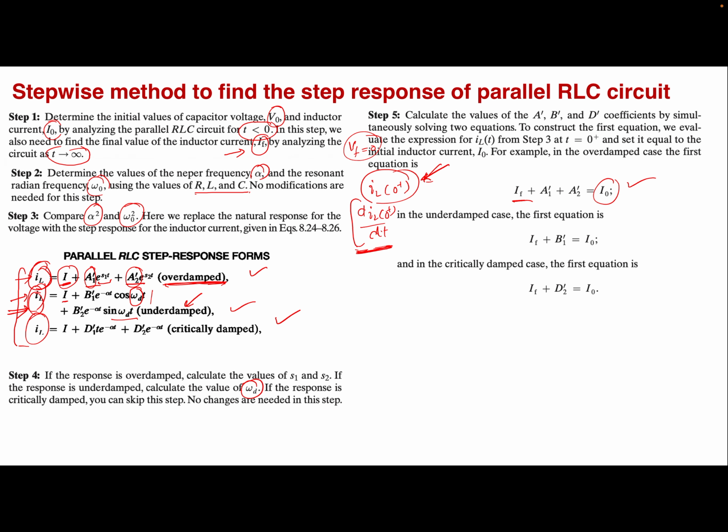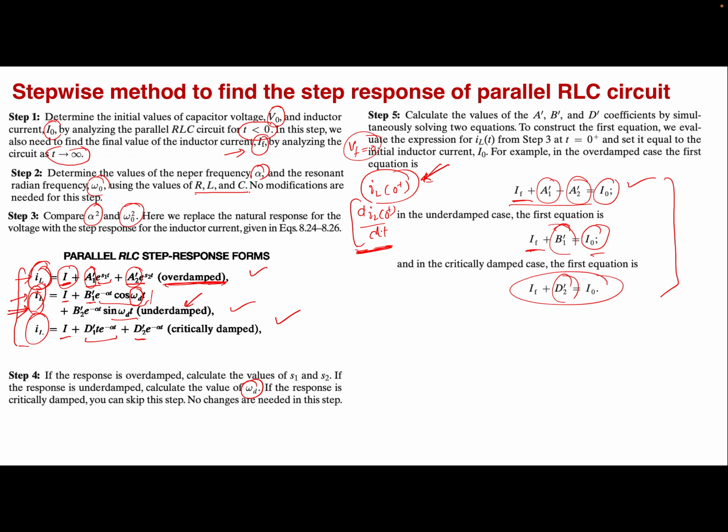So you are left with I, b1 dash, and then again this entire term is going to come out to be I naught. Similarly, if you replace t equal to 0, this is going to become 0, and you are left with I and d2 dash, and this will be I naught. So this is your first equation in order to find the two variables. For example, in the case of the overdamped response, you still need to find a1, a2 dash. Over here, based on this and this, you can find b1 dash, and over here d2 dash.